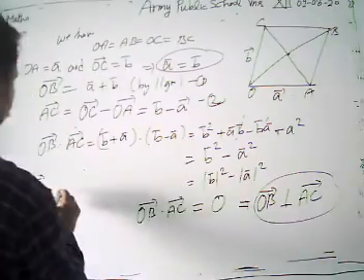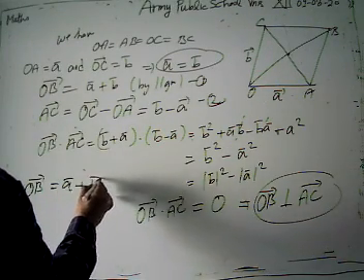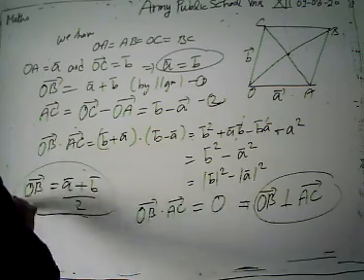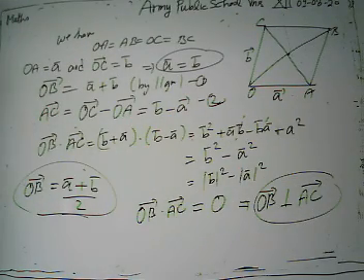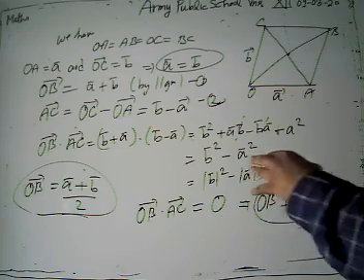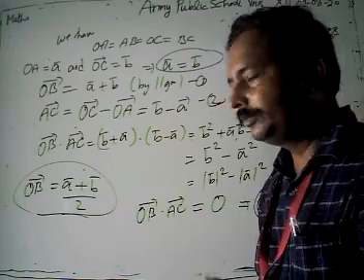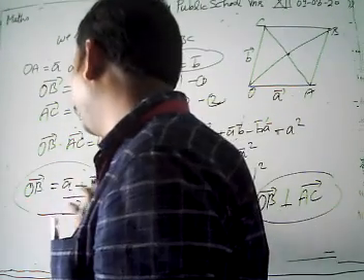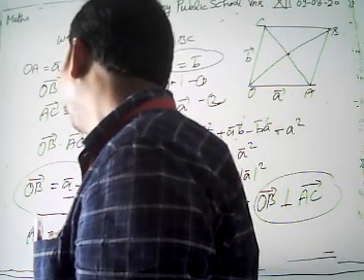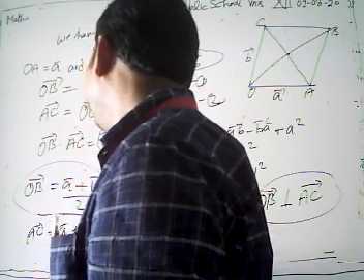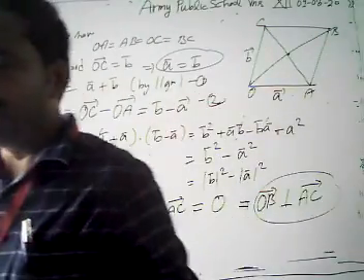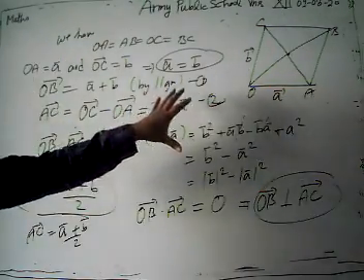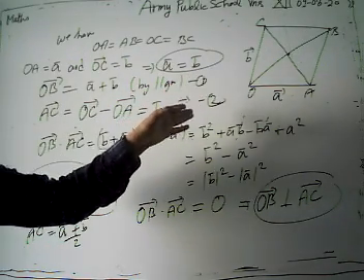We get A plus B by 2. We can easily show that the position vector of the midpoint of OB is given by A plus B by 2, and also of AC is A plus B by 2. Since it's a perpendicular bisector, we can easily verify this. Now by geometrical methods we have to show that it's a perpendicular bisector. Then what do we do?